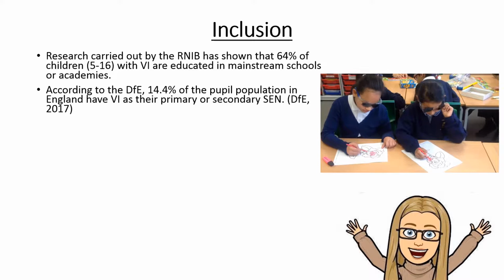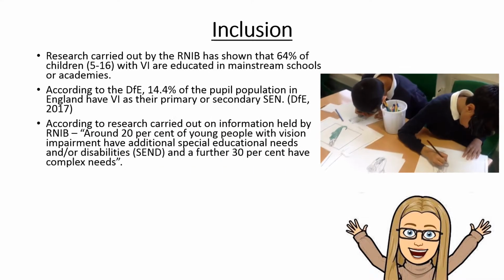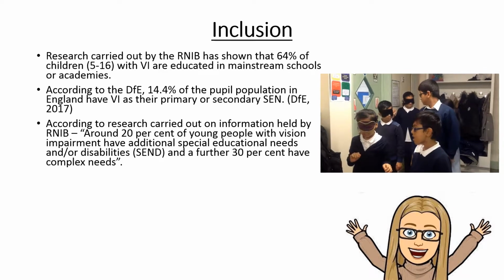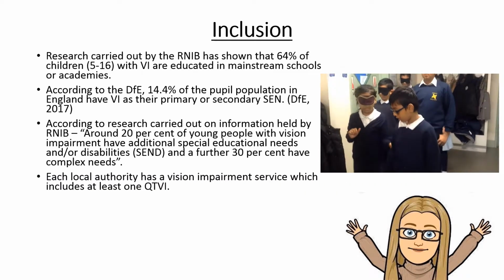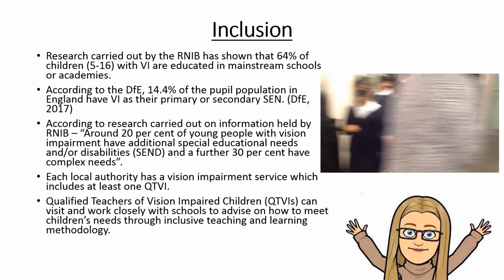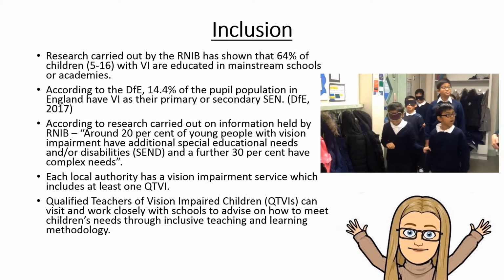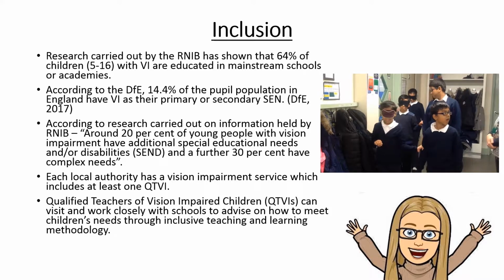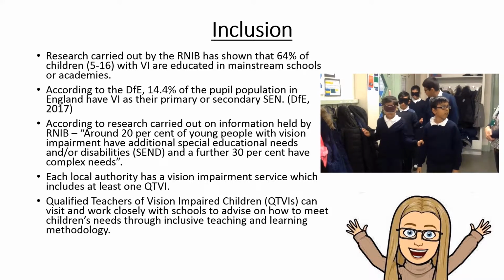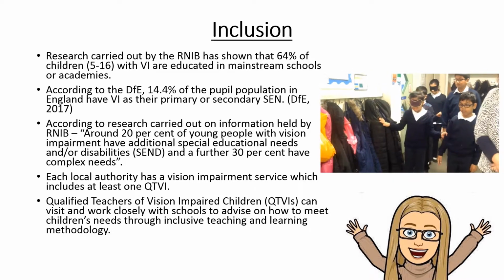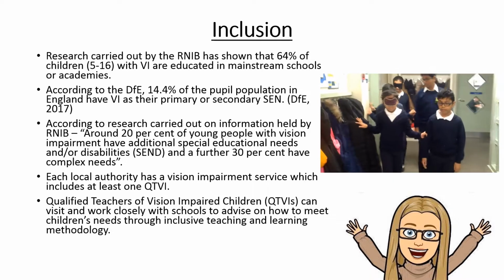Most commonly, if a child has a visual impairment, they will have other special educational needs. In order to assist these children being successful in mainstream education, each local authority's visual impairment service will have at least one qualified teacher of visual impaired children, known as QTVIs. QTVIs have a qualification in vision impairment in addition to qualified teacher status.